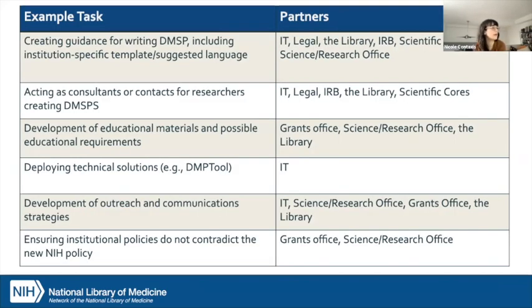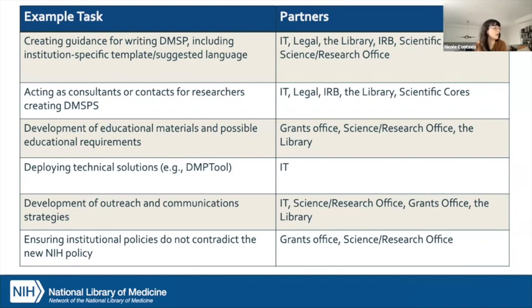And I've pulled some example tasks here and people that you may partner with for each of these tasks. So when it comes to creating guidance for writing data management and sharing plans, including institution-specific template or suggested language, you might want to work with IT, particularly on tools, software, and/or code. You might work with legal, the library, and IRB. That would be particularly in areas dealing with perhaps human subjects data or limitations on data sharing. You may also work with the scientific cores in the Science and Research Office.